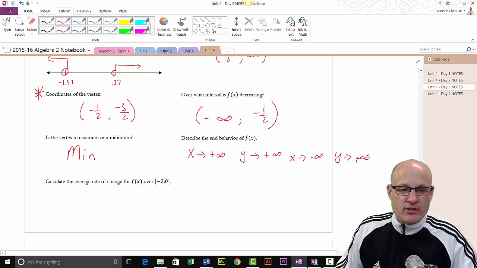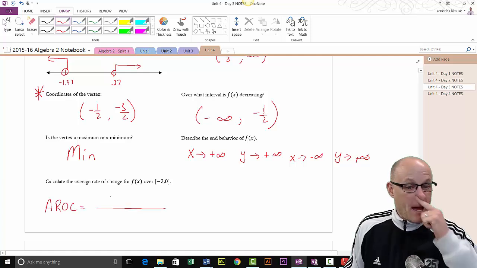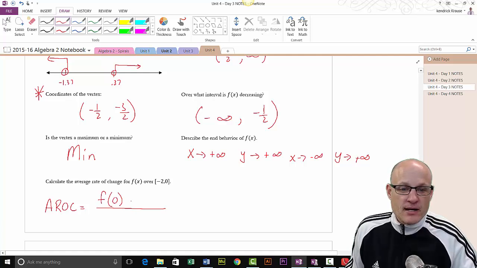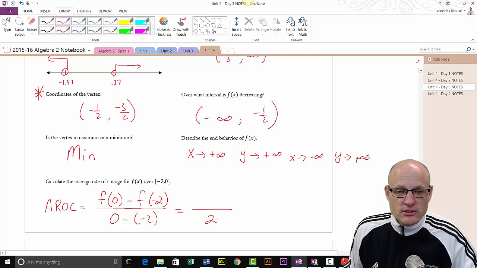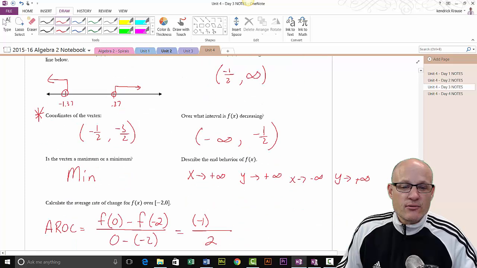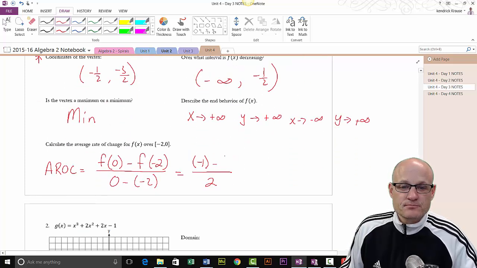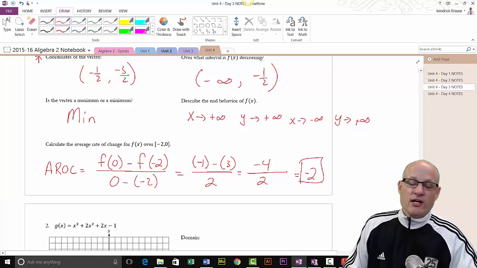Calculate the average rate of change. So don't forget average rate of change. So this is just kind of coming back. That AROC, average rate of change, is equal to f at 0 minus f at -2, all over 0 minus -2. Well, the denominator is easy. It's just 2. f of 0 is -1. And f of -2 is 3. So minus 3. So this is equal to -4 over 2, which is -2. So over that change, it's -2.